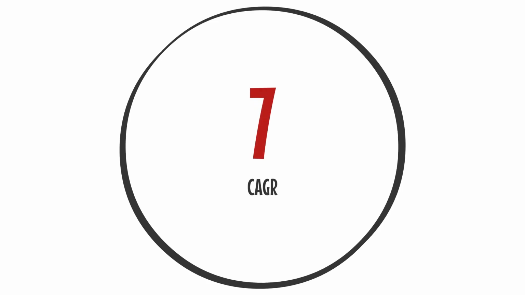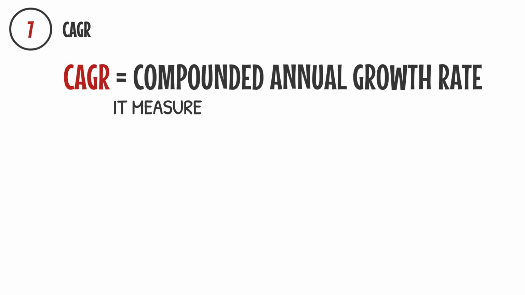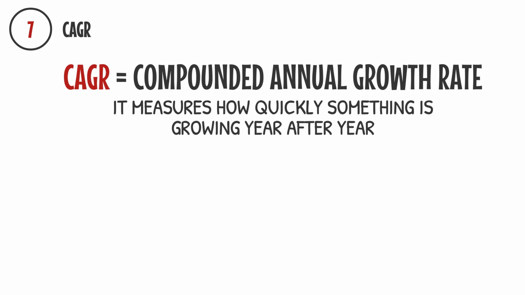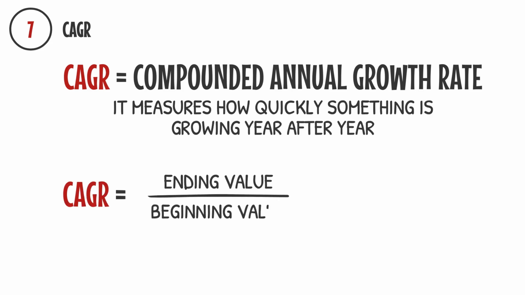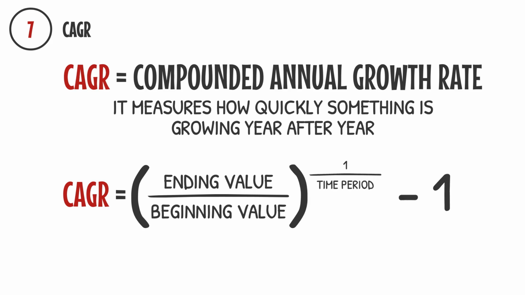Number 7, CAGR. CAGR stands for Compounded Annual Growth Rate. It measures how quickly something is growing year after year. It is calculated by taking the ending value, dividing by the beginning value, and raising that to the power of 1 over the time period, and finally subtracting 1 from all of that.